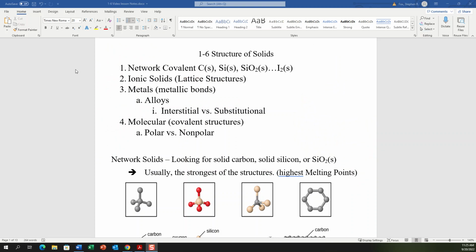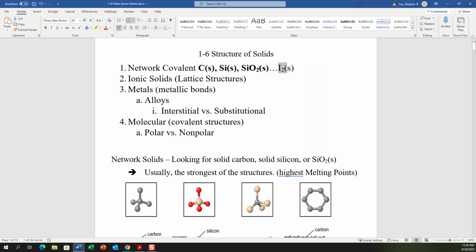Okay, so let's look into this. All right. So the types of solid structures that you're responsible for are listed here. So we have something called network covalent solids. And in particular, it's going to be these three. This is what you want to memorize as the network covalents. Now, I saw one question on a practice test where they mention I2 as a network covalent, and that's fine, but that wasn't the answer to the question. It was just a reference.